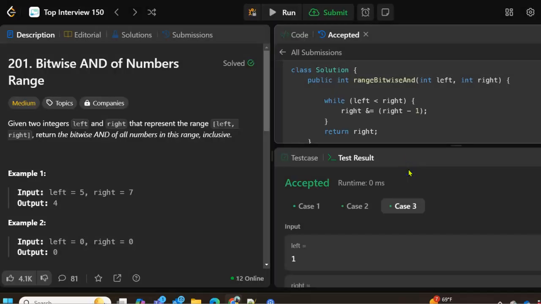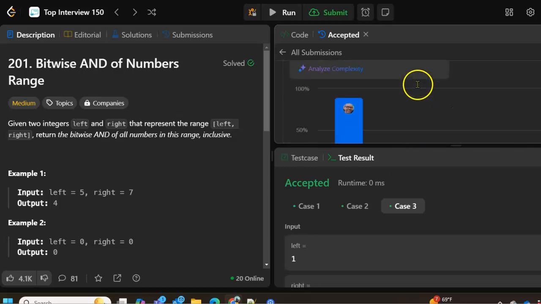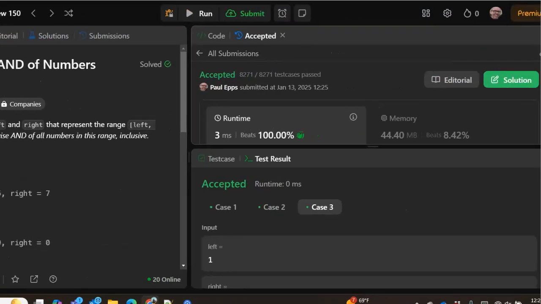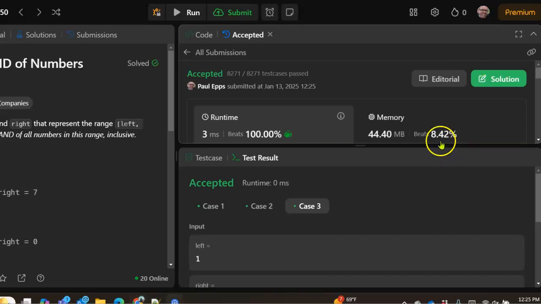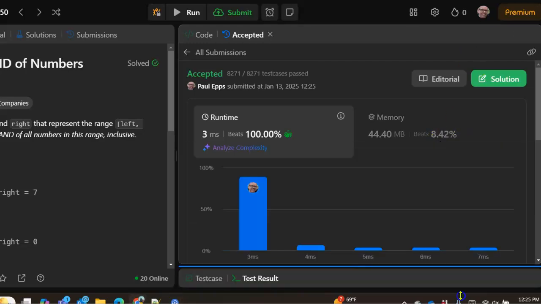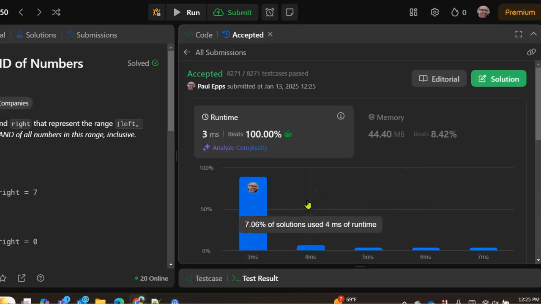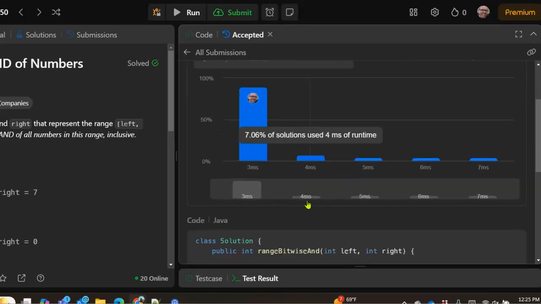And what did we get? Did I submit that? Oh my gosh, it came up over here. Okay. So we have three milliseconds, which I guess is the best that you can do.